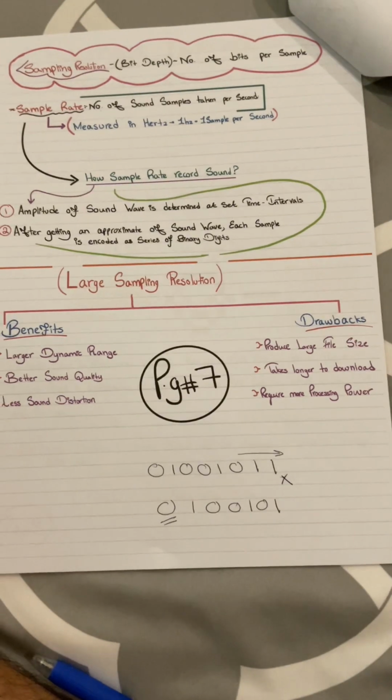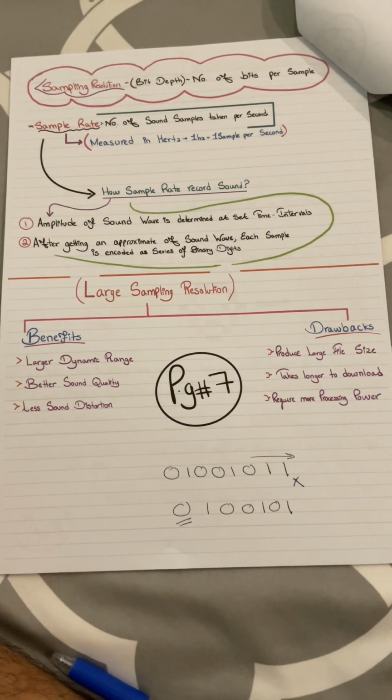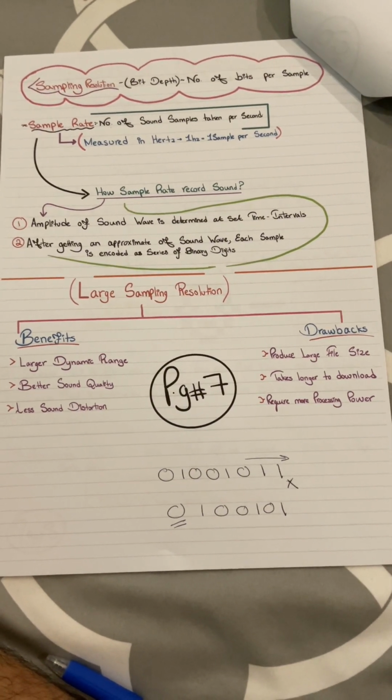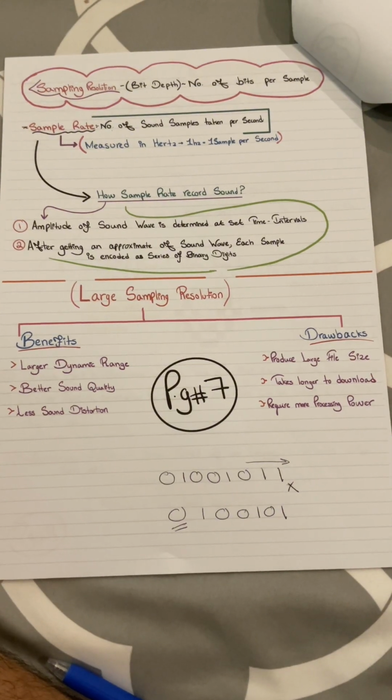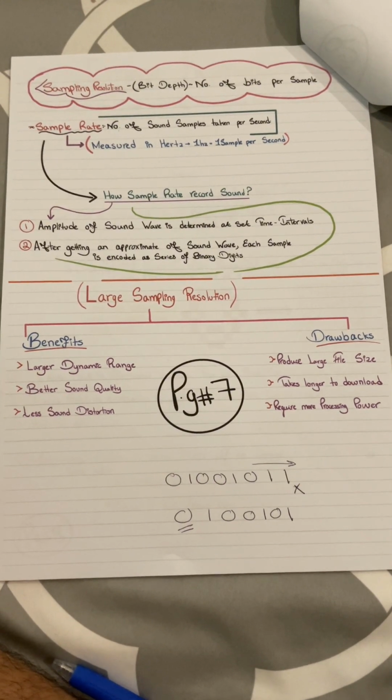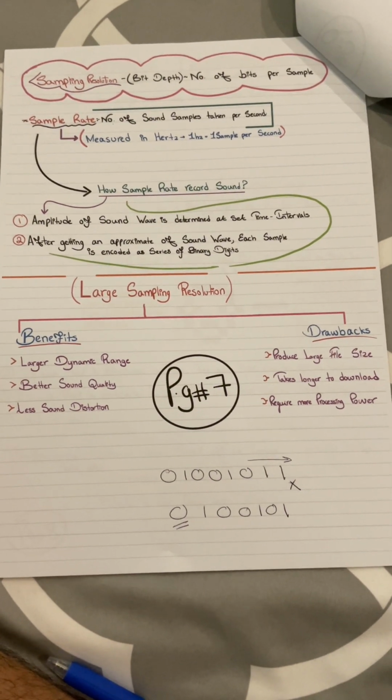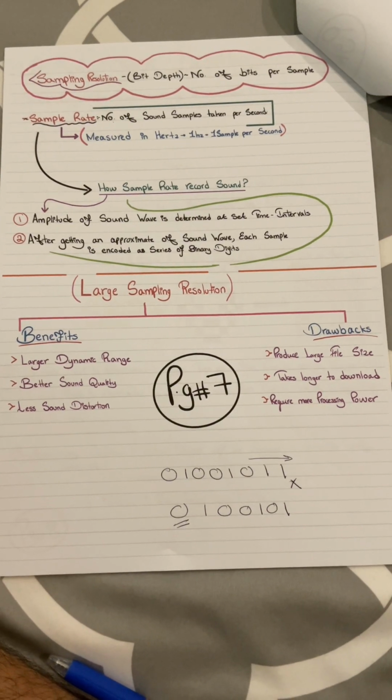Here are some quick definitions. Sampling resolution is basically the bit depth, or number of bits per sample. Sampling rate is the number of sound samples taken per second. It is measured in hertz because 1 hertz is 1 sample per second.